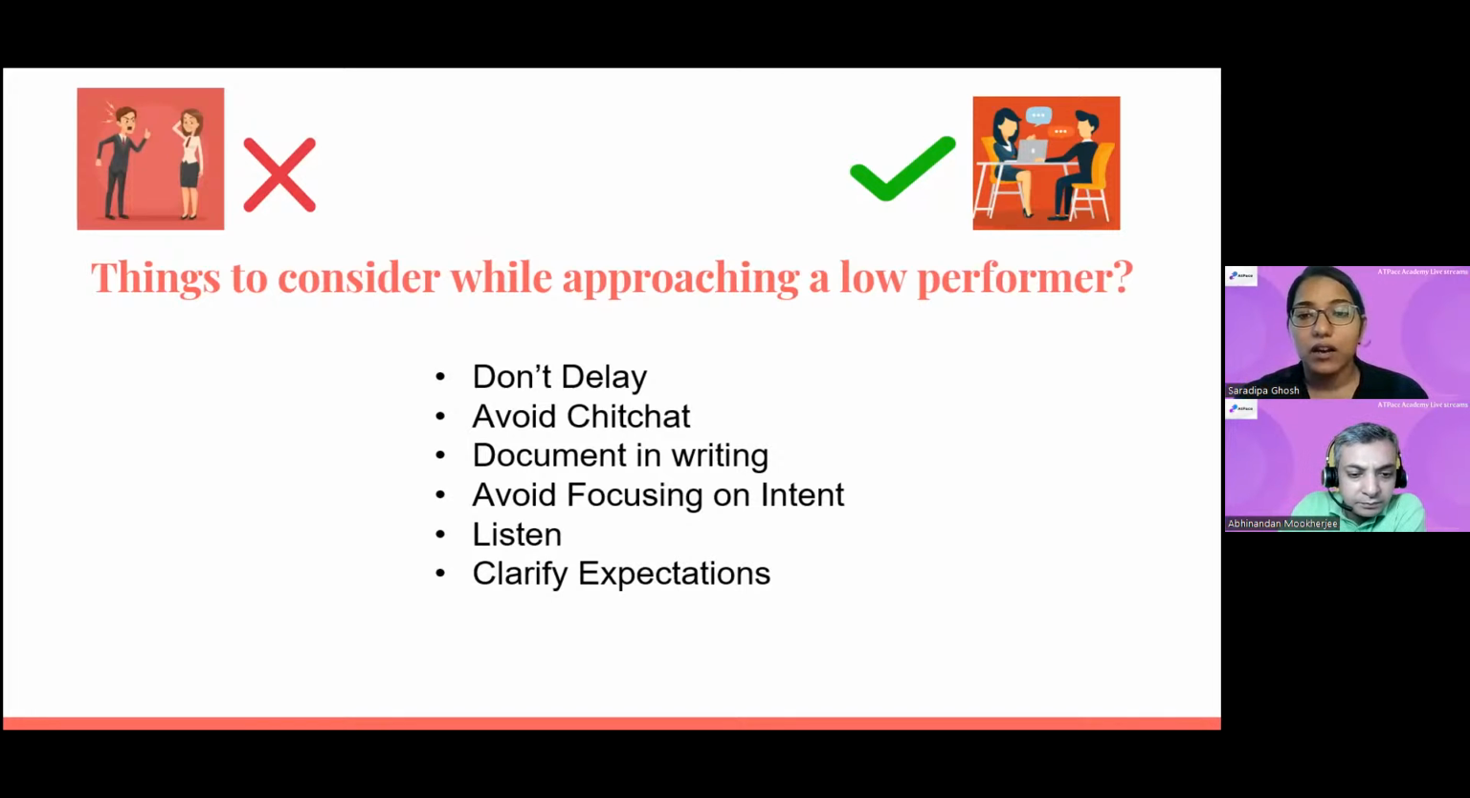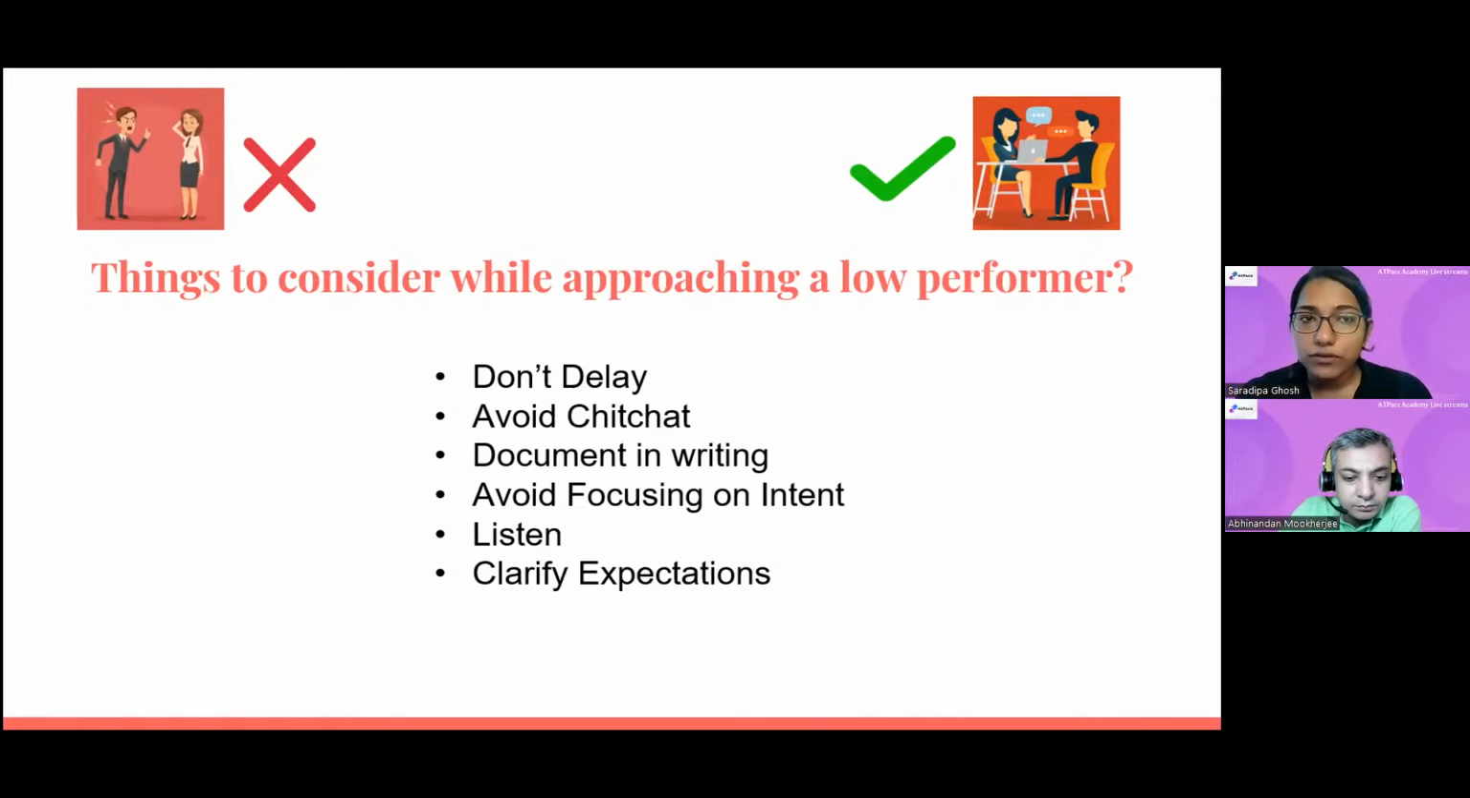Avoid focusing on intent. You should not hurt people by your words. You can be very angry at your employee for their low performance, but you need to focus on improving their performance rather than just slamming the employee. And there is listen.